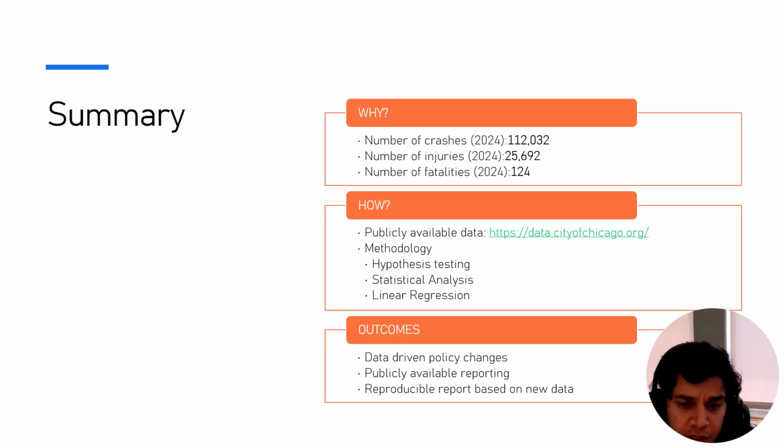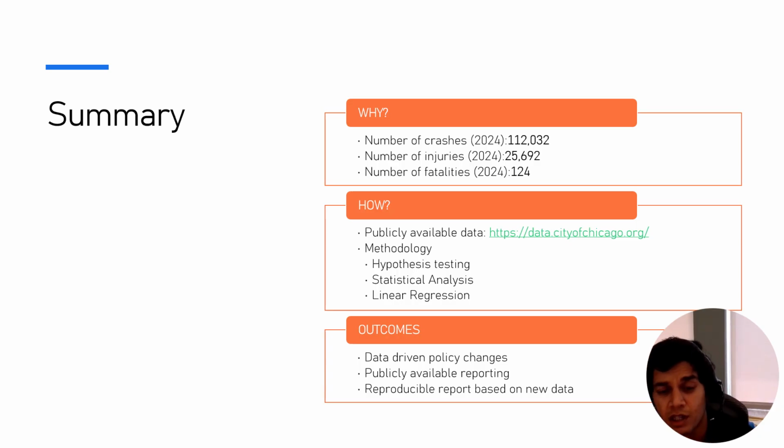So, in summary, why should you care about this analysis in the first place? Well, because in the year 2024, as I mentioned in the lightning presentations, the number of car crashes that took place were 112,000. The number of injuries that took place were 25,000, with the number of fatalities being 124. That is roughly 4 times our class size, so the number of fatalities is not low, it's pretty high.